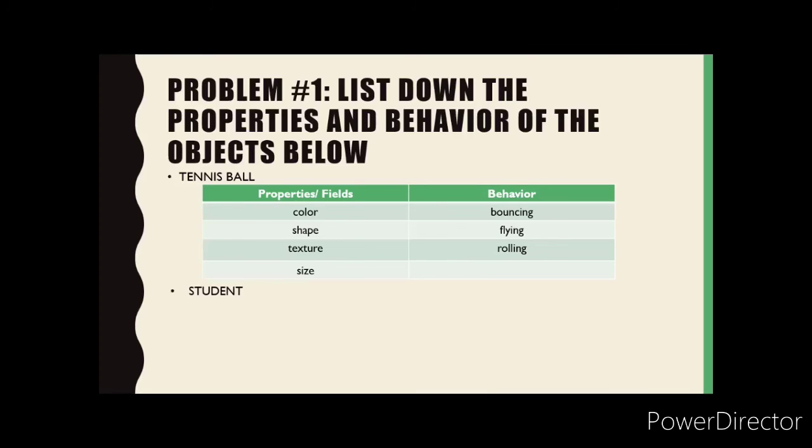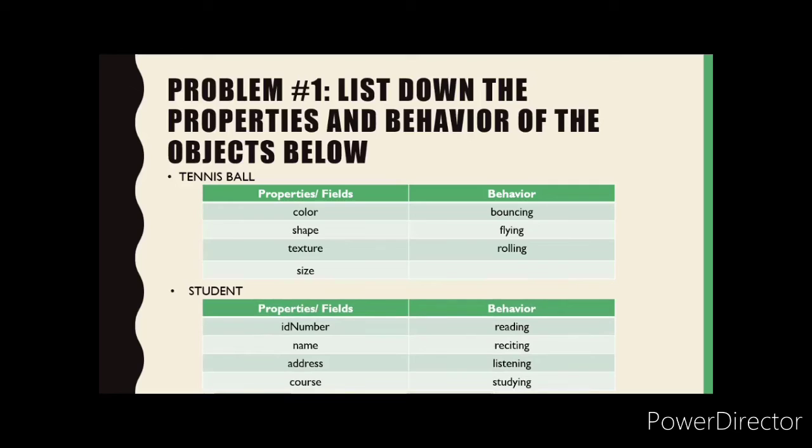Next, we have a student. So here, guys, we have ID number, name, address, and course of our student. Again, these are the characteristics of our student object. Some of you placed there beautiful, handsome, brave, honest. Okay, those are actually, guys, values of a certain property, and that property could be quality. Again, when we say properties or fields, we need to get the characteristics, not the value of the characteristics.